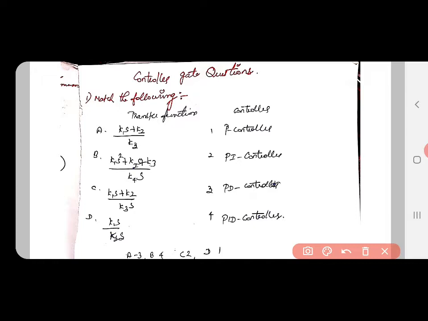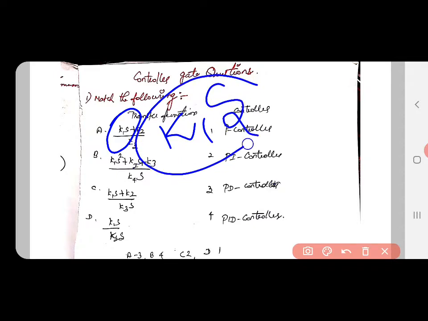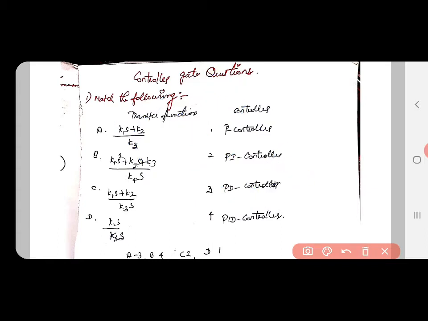How are we saying it? Here K1s is a function multiplied by just a constant value, and KDs is the derivative part. So there will be a proportional part and a derivative part. So this will be a PD controller. Okay. Next we want to see K1s squared plus K2s plus K3 by K4s.